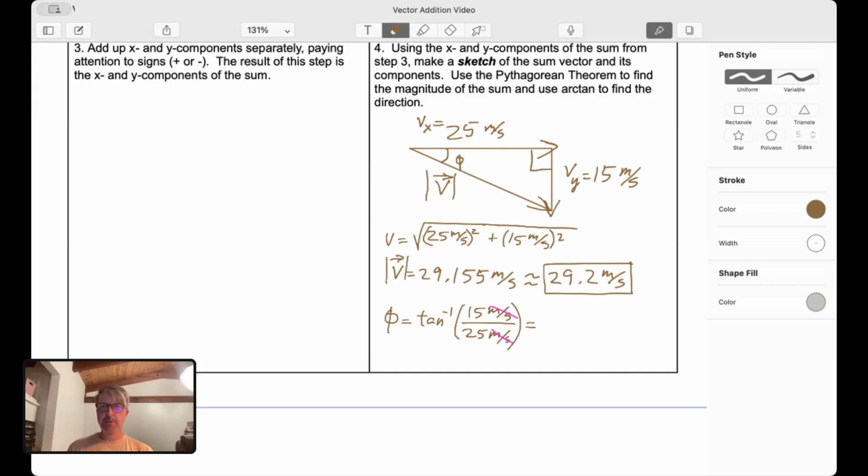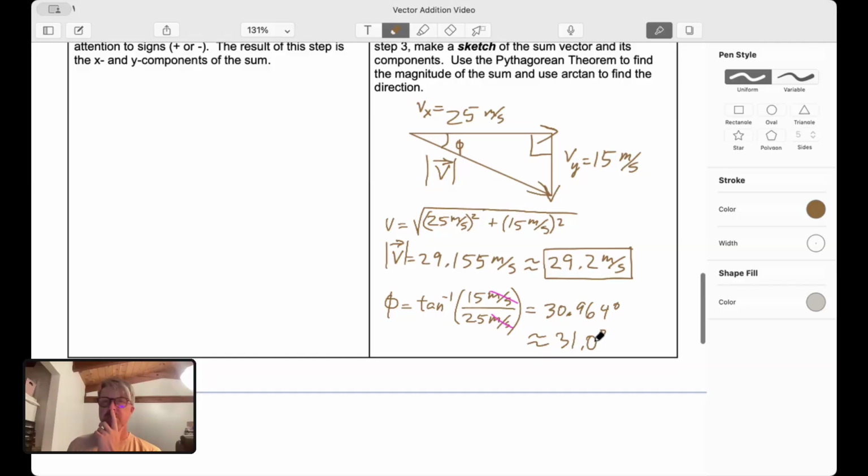And we're going to find our final answer here. Inverse tangent of 15 divided by 25 gives us 30.964 degrees. That's approximately 31.0 degrees. We round it to just 3 sig figs there. We need to provide not just an angle but a description of the direction. We could say that is 31.0 degrees below the horizontal.